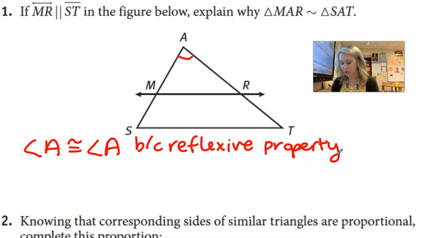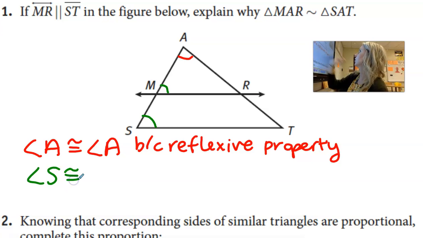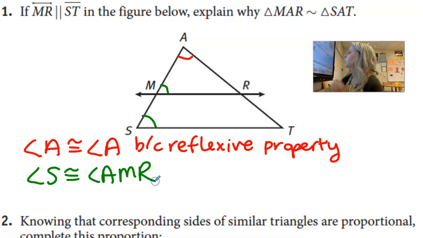All right, so that gives me one angle. I'm probably going to prove angle right here. So if these are parallel, I know I have corresponding angles, and you get to pick whatever angle you want. I'm going to pick angle S and angle AMR just because I want to. So angle S is congruent to, I can't just say angle M because I don't know which one we're talking about, so I'd say angle AMR. The reason they're equal is because they're corresponding angles.